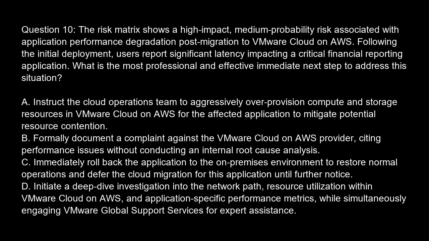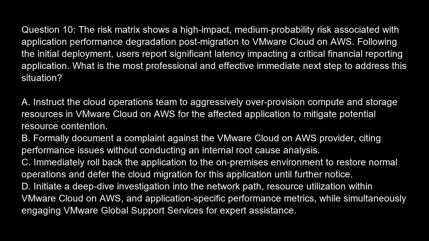Question 10. The risk matrix shows a high-impact, medium probability risk associated with application performance degradation post-migration to VMware Cloud on AWS. Following the initial deployment, users report significant latency, impacting a critical financial reporting application. What is the most professional and effective immediate next step to address this situation?